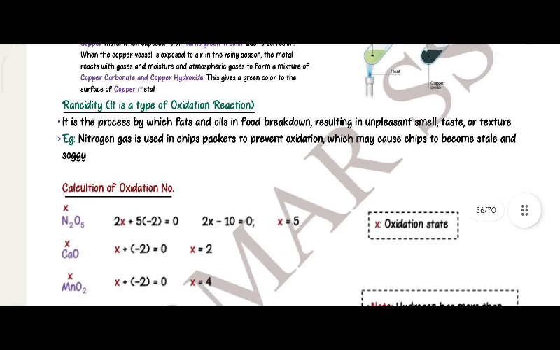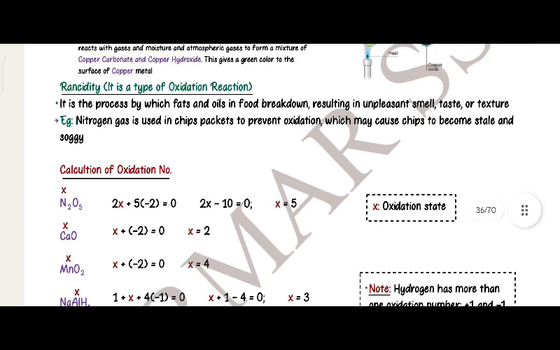Rancidity is a type of oxidation reaction. It is a process by which fats and oils in food break down, resulting in unpleasant smell, taste, or texture. Example: nitrogen gas is used in chips packets to prevent oxidation, which may cause chips to become stale and soggy.